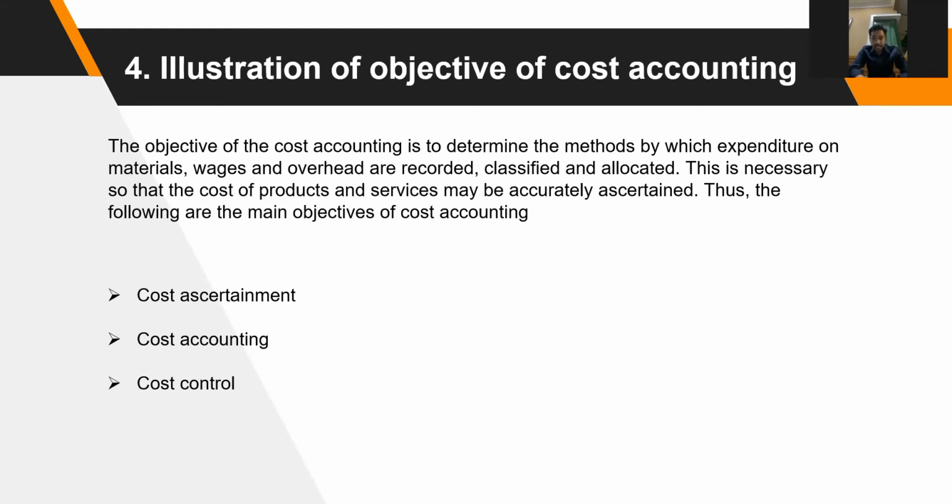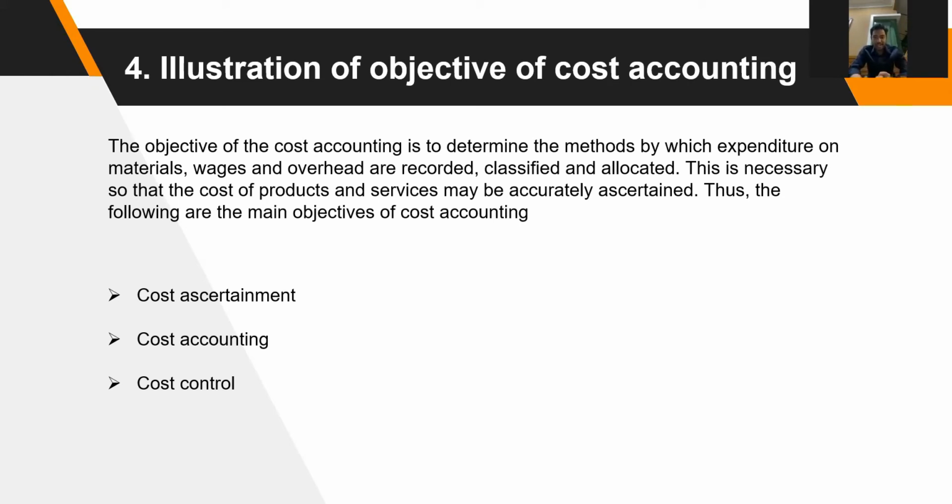It is thus helpful to the management in decision making, which also requires costing information. However, if a firm keeps cost and financial accounts separately, then reconciliation is also necessary so as to verify the accuracy of both sets of accounts. So the last one is cost control. Cost control refers to the regulation of the cost of operating an undertaking.